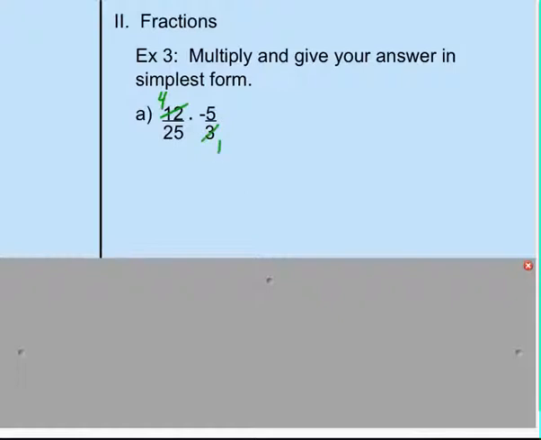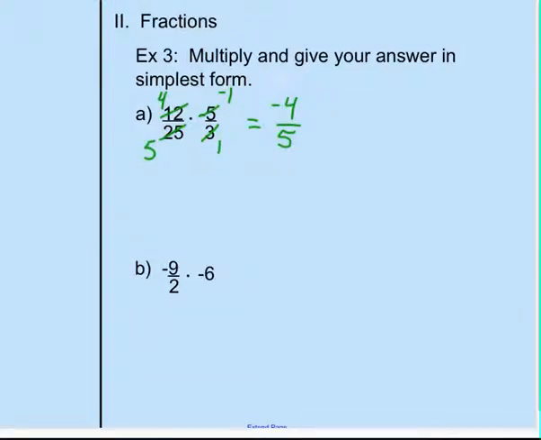I also notice that 5 and 25 have a common factor of 5. 25 divided by 5 is 5, and negative 5 divided by 5 is negative 1. Now the 4 and 5 have no common factors, and we can't simplify 1 any further, so now I'm going to multiply straight across. 4 times negative 1 is negative 4, and 5 times 1 is 5. So this is much simpler than trying to multiply 12 times 5 and 25 times 3, and then figuring out how to simplify your fraction.